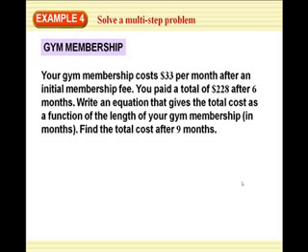So gym membership: your gym membership costs $33 per month after an initial membership fee. You paid a total of $228 after 6 months. Write an equation that gives the total cost as a function of the length of your gym membership in months. Find the total cost after 9 months. Okay, so your gym membership is $33 a month. So right away when I see that, I know that that number is always going to be your slope, because you're multiplying that times however many months that you are there. Okay, but we do not know what your initial membership fee is.